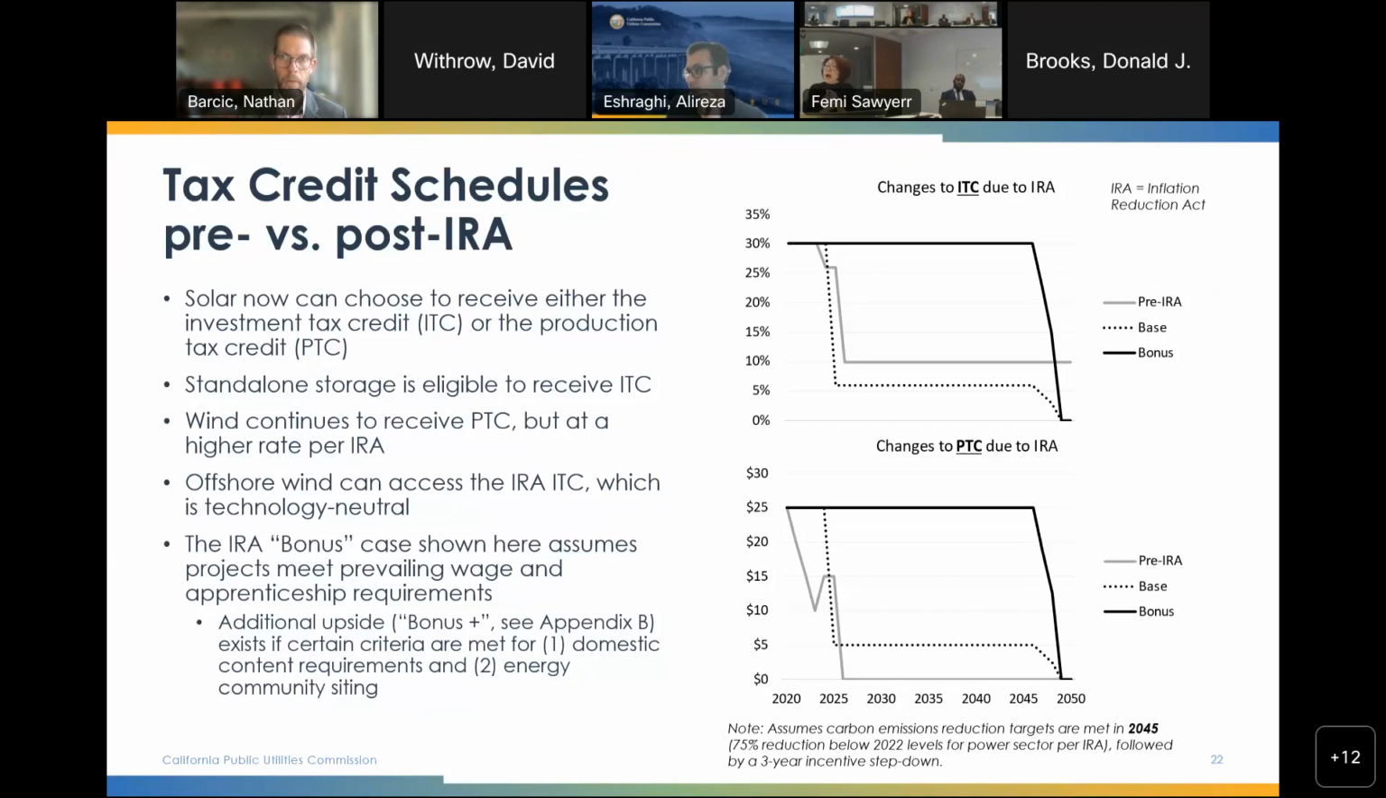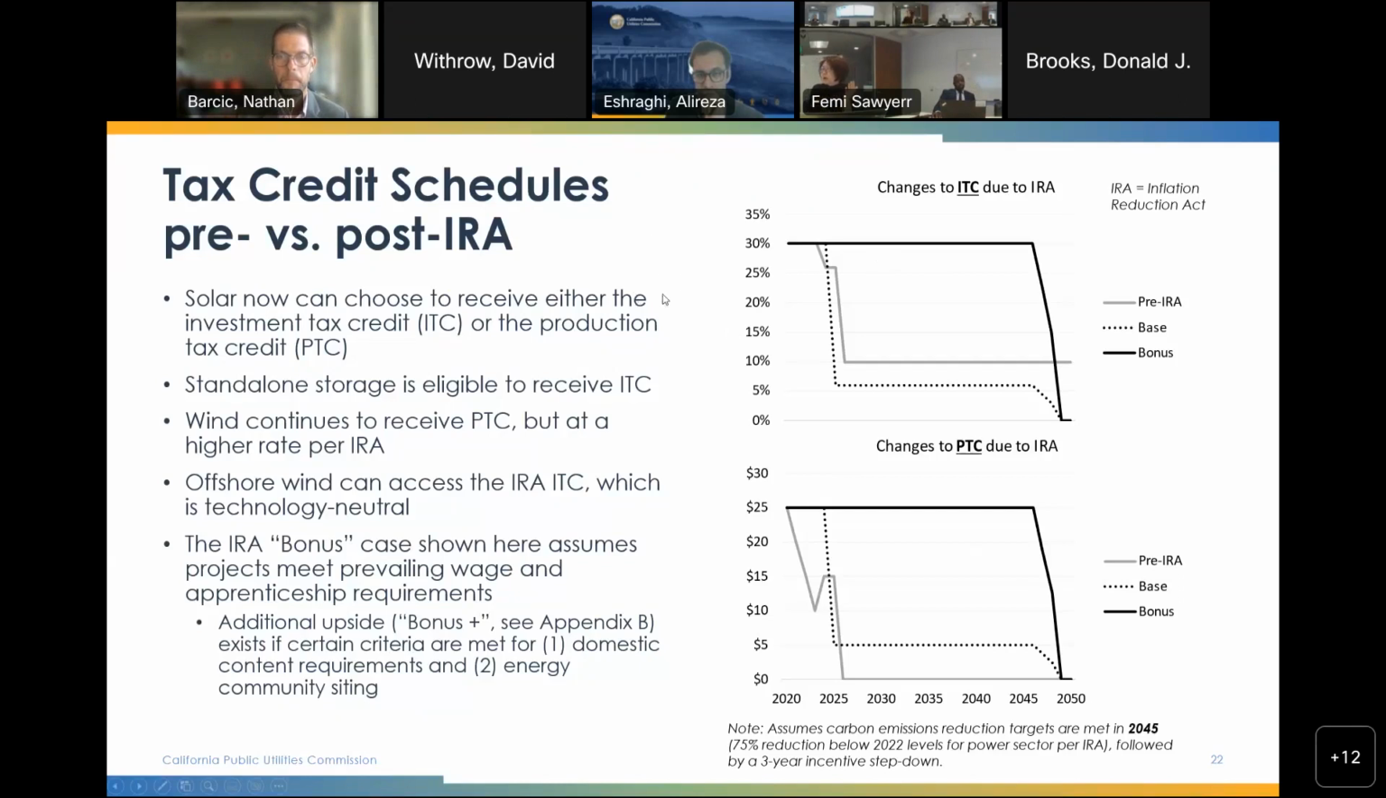For a project to be able to access the bonus IRA tax credits, it has to meet additional conditions on labor. And our current assumption is that the developers will be incentivized to meet these additional conditions to have access to the bonus IRA tax credits to stay cost competitive. So our current assumption is to use this bonus IRA category as the baseline or the default IRA tax credit. The timing or the end time for the IRA tax credits also depends on our assumption for when the electricity sector would meet the carbon emissions reduction target per IRA. Our current assumption is that the electric sector would meet the emissions target in 2045. And after that, the tax credits will ramp down gradually. So this is why you're seeing that decrease in the tax credits towards 2050.